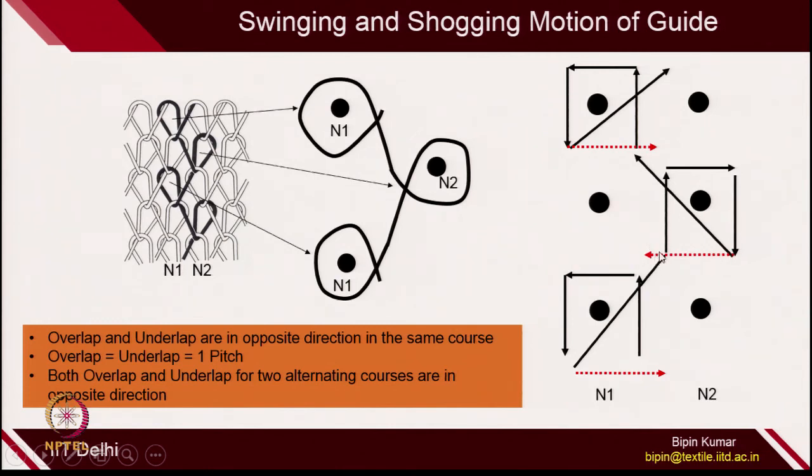So, this is how they are changed. Similarly, if you see the direction of overlap, the first overlap is from right to left and second overlap is from left to right. So, these are some of the observations which are very, very important from the designing point of view. Okay. So, now you can understand why swinging and shogging is so important in understanding the fabric structures. Let us see another example.